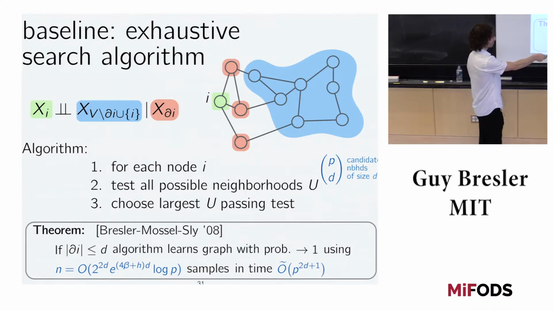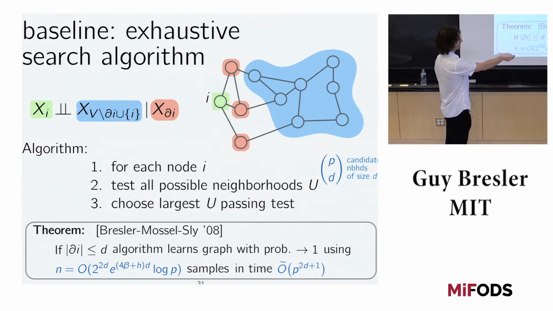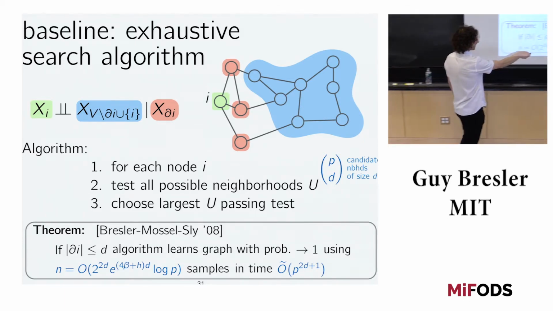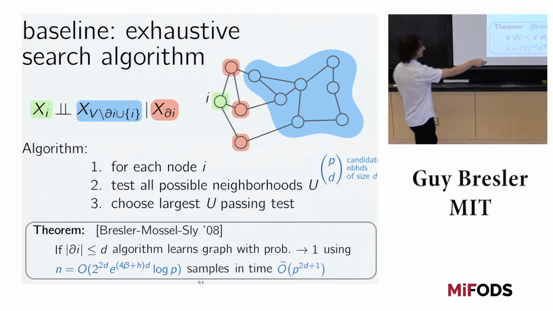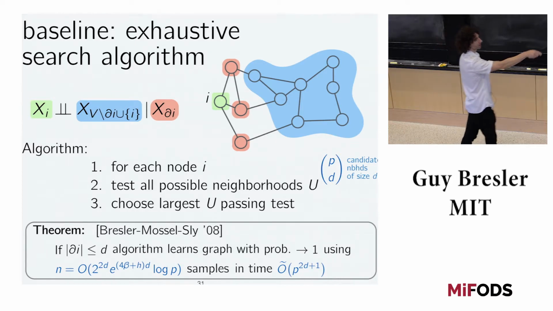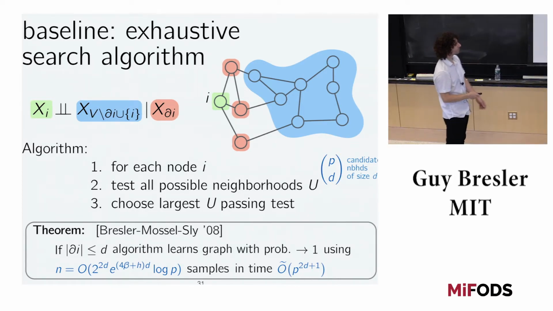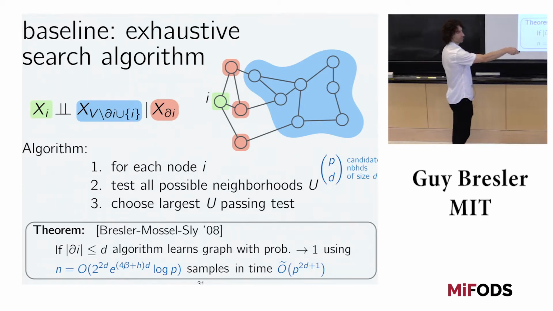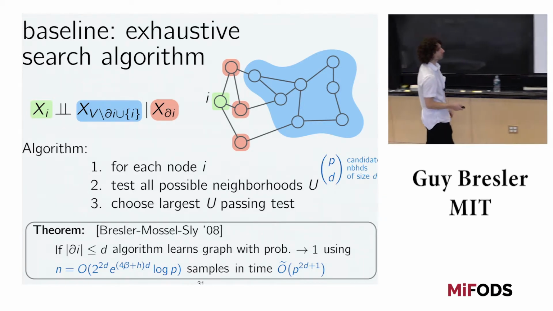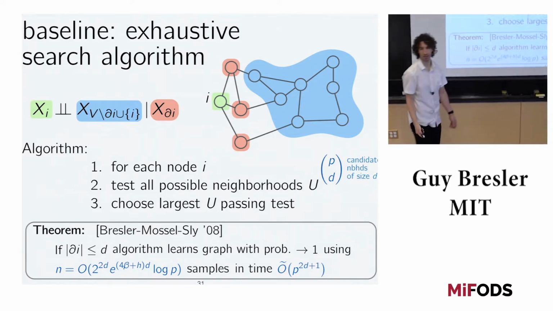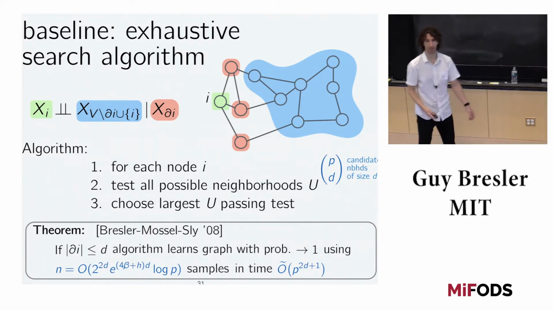So the sample complexity here, I neglected to write the dependence on alpha, but it's over alpha squared. The main term here is e to the 4 beta d log p. And then it takes time p to the 2d plus 1 because of this search over neighborhoods. Good, and we'll see in the next slide that the sample complexity is actually essentially optimal. The depressing thing is that p to the 2d plus 1 is not a fast runtime, and one would like to have better runtimes.